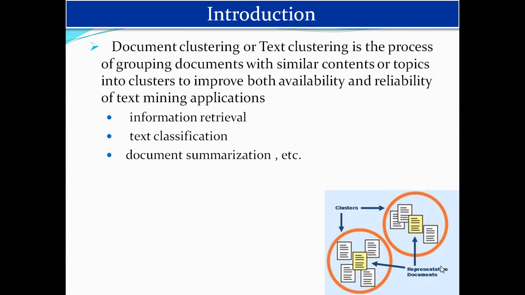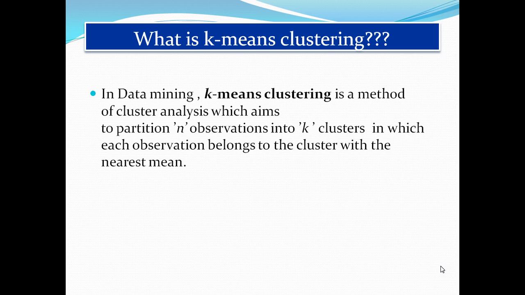Introduction. Document clustering or text clustering is the process of grouping documents with similar contents into clusters to improve availability and reliability of text mining applications like information retrieval, text classification, document summarization, etc. First of all, what is k-means clustering? In data mining, k-means clustering is a method of cluster analysis which aims to partition n observations into k clusters, in which each observation belongs to the cluster with the nearest mean.